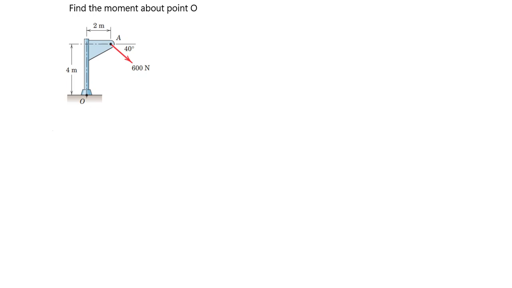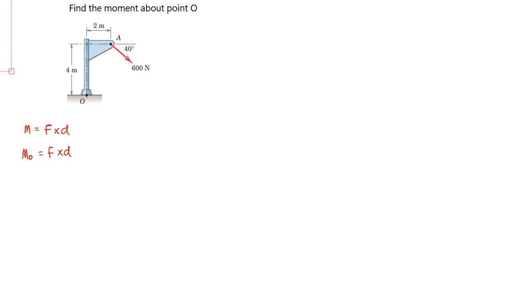So we know that moment is equal to force times the perpendicular distance. This perpendicular distance is the distance perpendicular to the line of action of the force from the point of rotation. In this case our point of rotation is point O, so you're going to have the moment to be force times the perpendicular distance D, which is the distance from point O perpendicular to the line of action of the force.